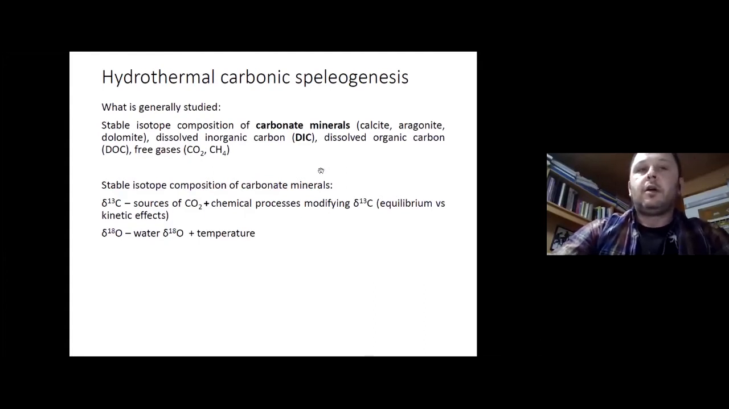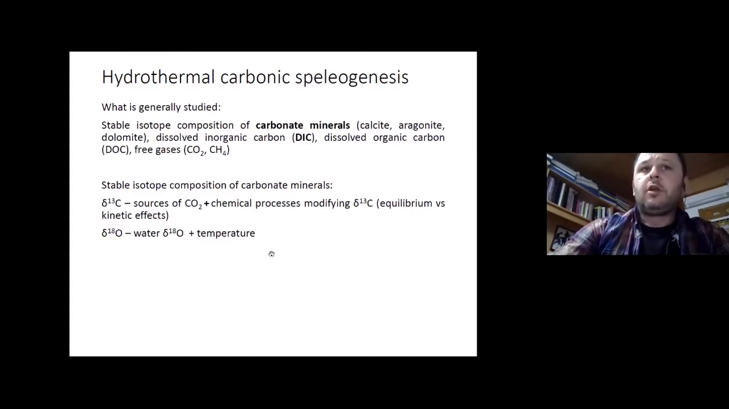The main information which we can get, for example, from the carbon stable isotope composition is that we can identify the sources of the CO2. We are talking about the deep-seated sources, but what is the actual source, how was this CO2 formed? We can obtain some information on that, but also we can identify certain processes that might have modified this original carbon isotope composition. In essence, whether there was some kind of a kinetic effect or it was only under equilibrium isotopic fractionation.